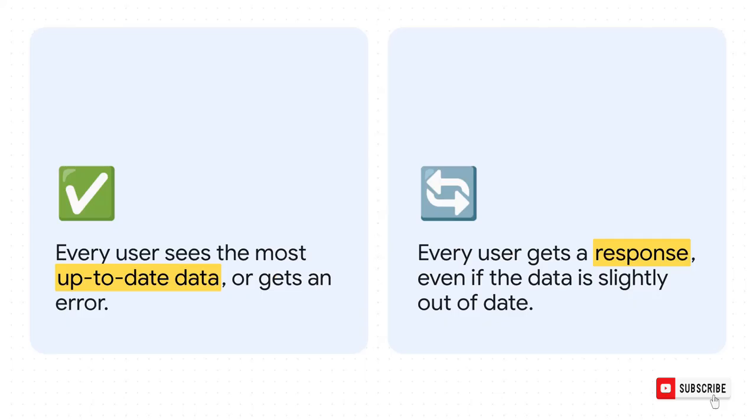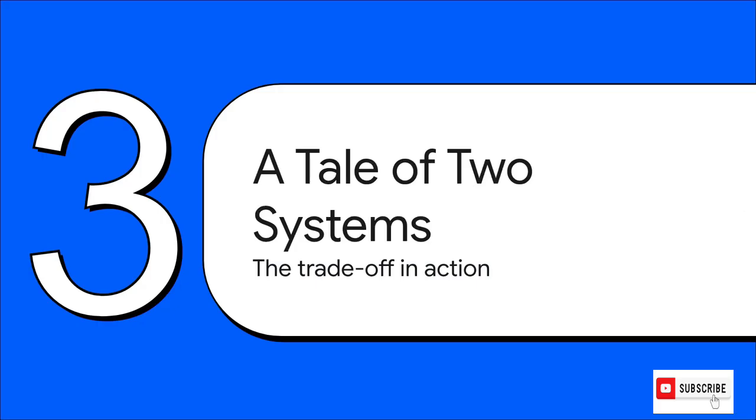So what do you do? Do you go for consistency, where you promise that the data is always correct, but you might have to tell the user, sorry, try again later? Or do you go for availability, where you promise the user will always get a response, but you have to accept that for a little while, the data they see might be just a tiny bit stale? I know this can all sound a bit abstract, so let's make it way more concrete. We're going to look at how this exact trade-off plays out in two very, very different real-world systems.